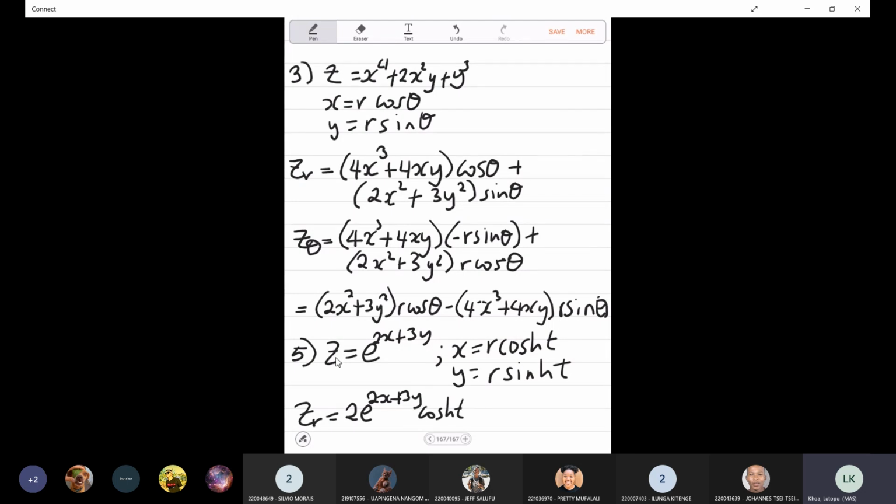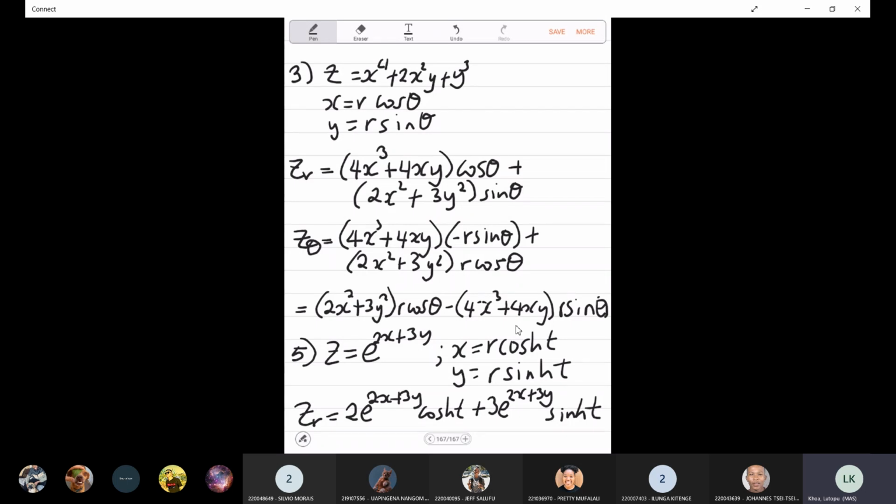And then we add the derivative of z with respect to y, which is 3 e to the power of 2x plus 3y, and multiply by the derivative of y with respect to r, which is hyperbolic sine of t. So you can see not very difficult derivatives here. You just need to know how to substitute them in the formula.